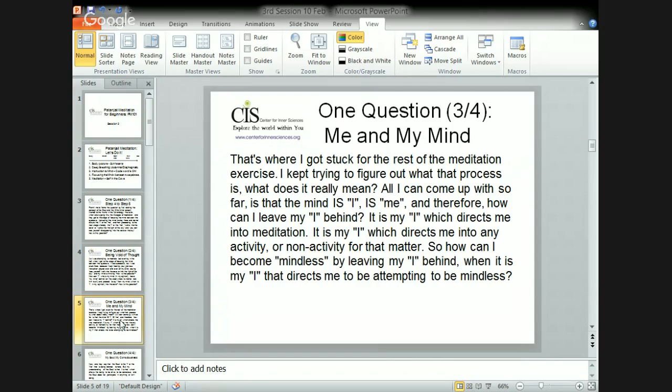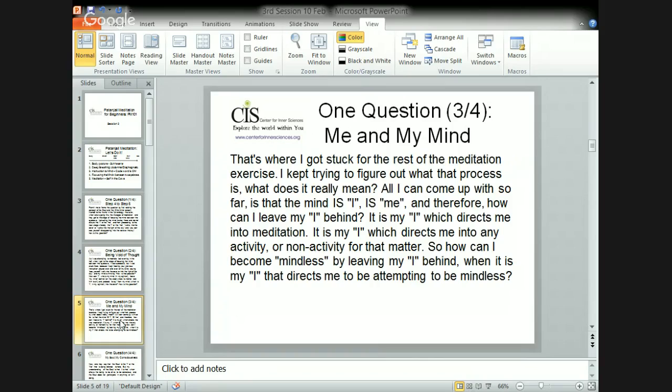Now he says, that's where I got stuck for the rest of the meditation exercise. I kept trying to figure out what that process is. What does it really mean? All I can come up with so far is that the mind is I, is me, and therefore, how can I leave my I behind? It is my I which directs me into meditation.